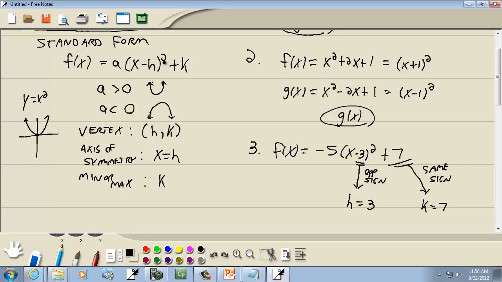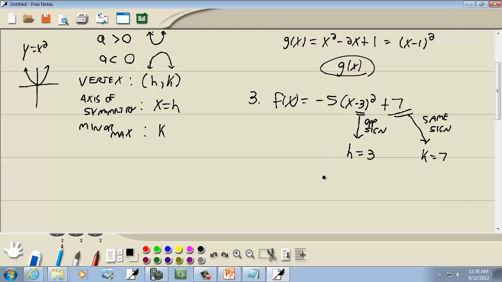Why is one of them opposite sign? Why is one of them same sign? See how we have a negative in the formula here? That's why that one flips signs. And this one's a positive, so that's why it's the same sign. So now that we've identified h and k, our vertex is (h, k). So our answer would be (3, 7) for our vertex.